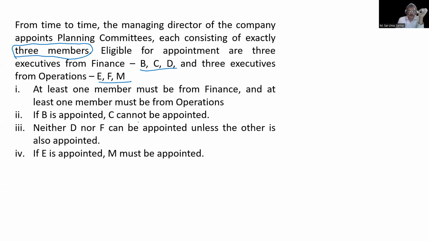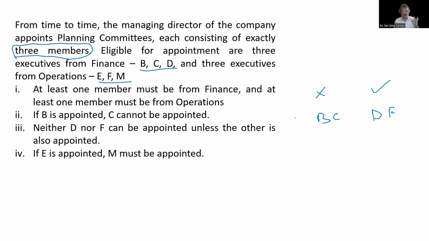Next, if B is appointed, C cannot be appointed. B and C cannot go with each other. Neither D nor F can be appointed unless the other is appointed. అంటే ఇక్కడ D ఉంటే F కంపల్సరీ ఉండాలి, F ఉంటే D కంపల్సరీ ఉండాలి. D కానీ F కానీ వాళ్ళిద్దరిలో ఎవరో ఒకరు అపాయింట్ అయితేనే ఇంకొకరు అపాయింట్ అవుతారు. D అపాయింట్ అవ్వకపోతే F అపాయింట్ అవ్వడు. F appoint avakapothe D appoint avadu. So D and F can go with each other.